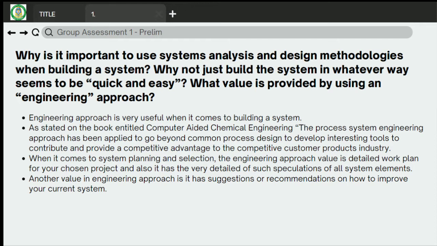An engineering approach is very useful when it comes to building a system. As stated in the book entitled Computer-Aided Chemical Engineering, the process systems engineering approach has been applied to go beyond common process design to develop interesting tools that contribute and provide a competitive advantage to the competitive consumer products industry. The mathematical modeling techniques have been known for some time, but the development of solvers and the improvement of algorithms has allowed addressing more real problems, and thus problems with direct application to industry. It was stated by Martinez in the year 2016.